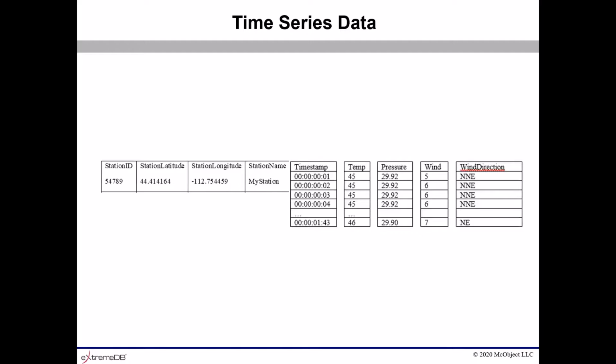So in this case, we have a row for station ID and its attributes, and hanging off of that row, we have columnar organization for the time series data. Also note that the time series data tends to be highly repetitive and lends itself to a highly efficient compression algorithm known as run length encoding.